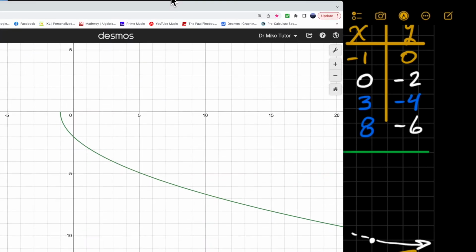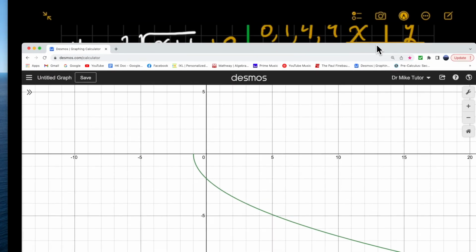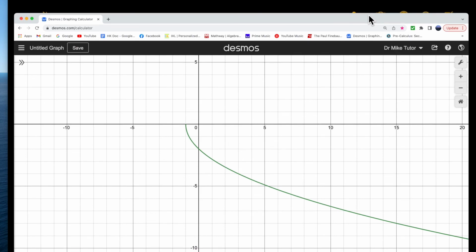Now, let's look at the tables real quickly. We see the origin is at negative 1, 0. We see the next point is at 0, negative 2. Then we're at 3, negative 4. And finally at 8, negative 6. So all these points correspond to the table that we had in the video.